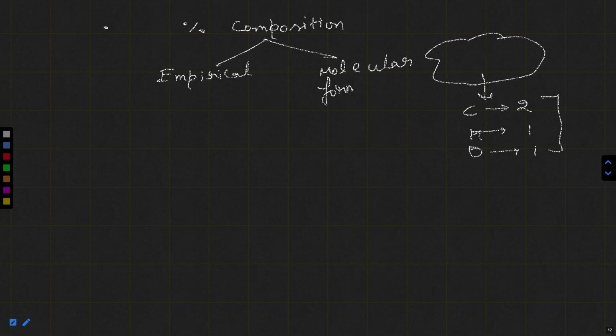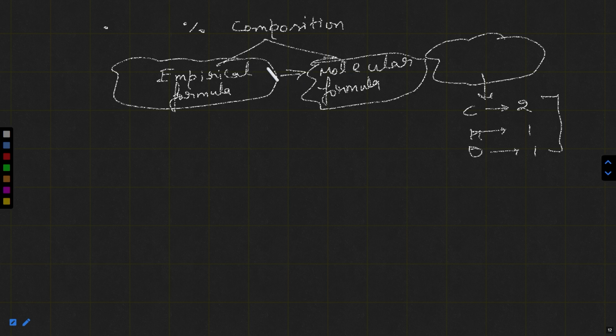With the help of percentage composition, if data is properly given, we can calculate the empirical formula, which is the simplest formula, and then convert it into the molecular formula. They are related by a factor n. It means n is the molecular formula mass divided by the empirical formula mass. If you get the value of n, you can multiply the empirical formula by n and you will get the molecular formula.